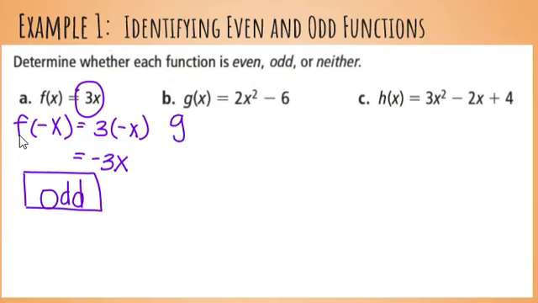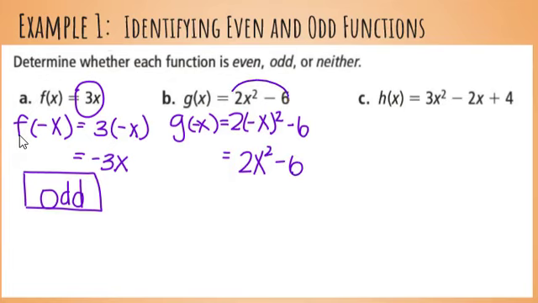Now looking at B, we're going to plug in negative x. So I have 2 times negative x squared minus 6. Negative x squared, a negative times a negative, becomes positive, and I bring down that negative 6. Now I compare it back to the original, and I have the same thing again. So this equation is even.